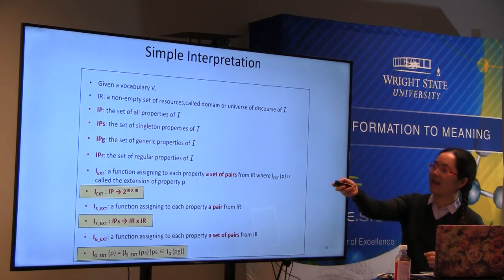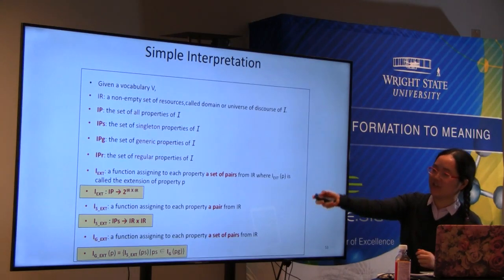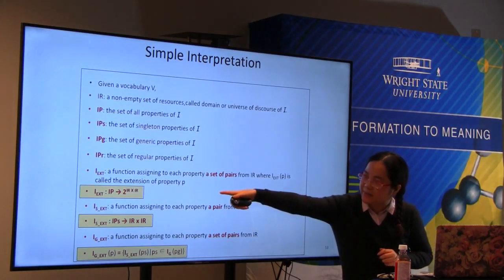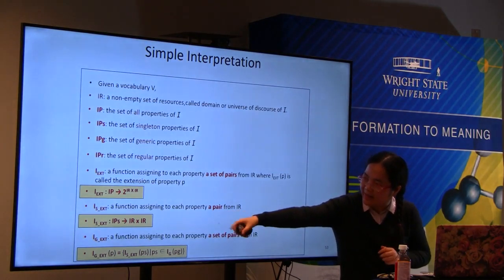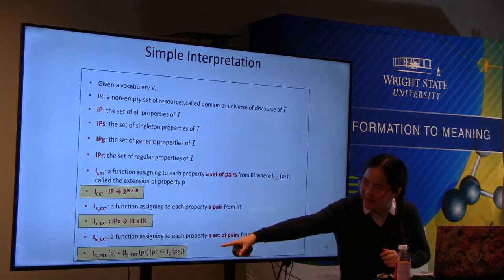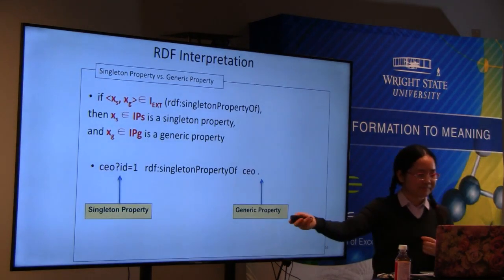That's why I put the interpretation here. You can see that I'm just putting the I extension introduced earlier, the simple extension, and then the generic extension here.